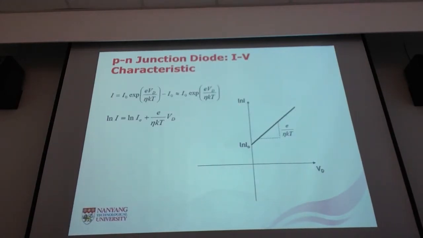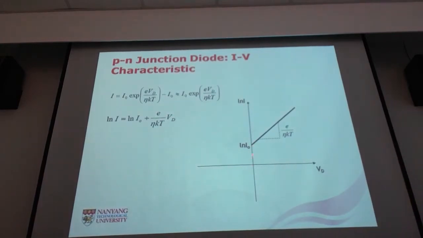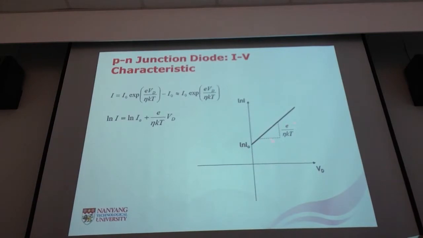However, this is an exponential function, which is very difficult to understand and very difficult to plot. So we simplify it: we take ln on both sides, and we have ln I equals ln I0 plus this, which means now ln I is linearly related to the applied voltage, with the intercept as ln I0 and the slope as this.